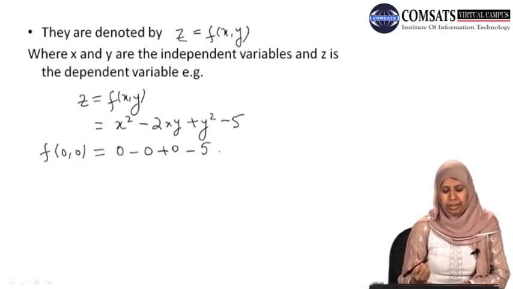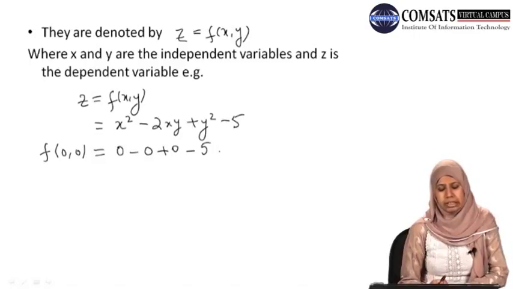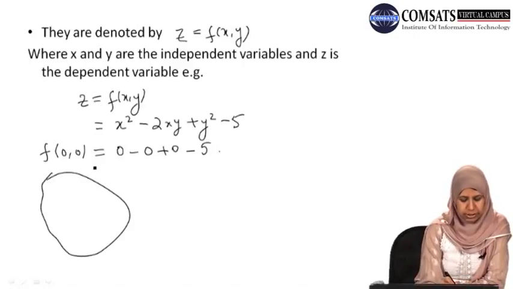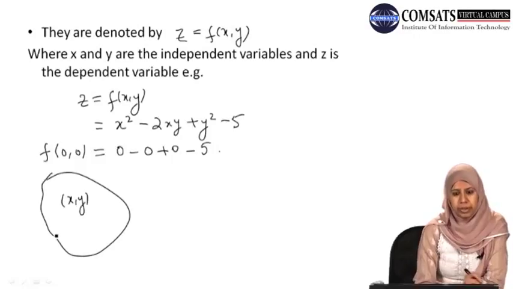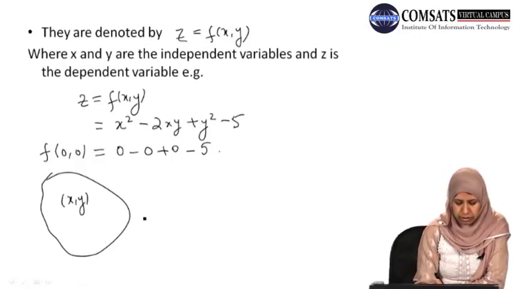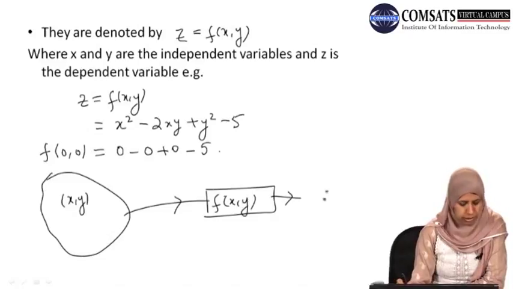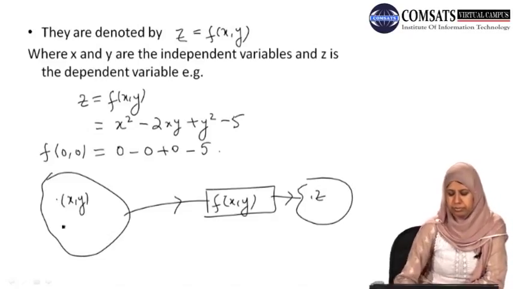And what do we mean by a bivariate function in the sense of mapping? That is, this is, let's say, the set of all ordered pairs x and y defined by the rule f of x, y and giving the output z.